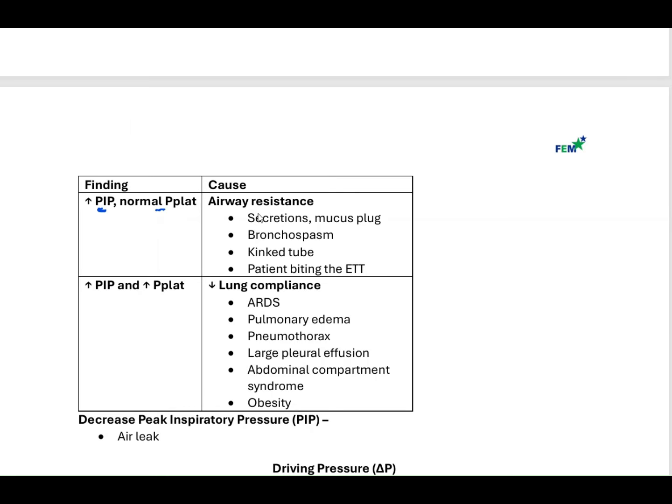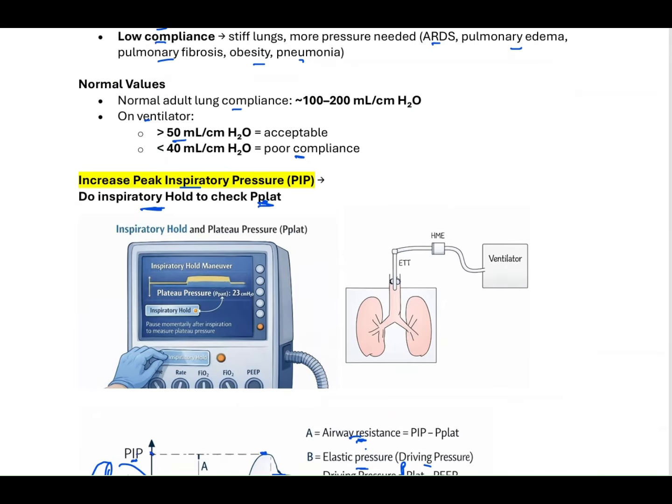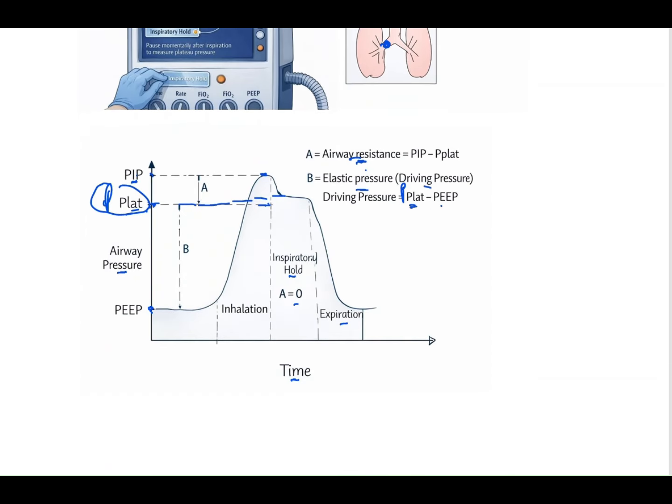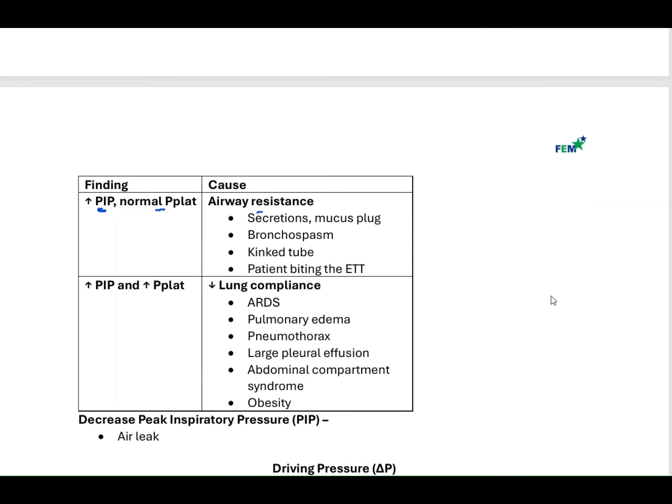And when we look at the airway resistance problem, we can start from the tubing, from the ventilator all the way to the airway. Maybe there's a kink in the tubing, or the HME is blocked with a lot of secretion. That could increase the airway resistance. Or maybe the patient is biting down on the ET tube, if the patient is awake. Or maybe there's a big mucus plug, which will also increase the airway resistance. Or the patient is having bronchospasm, like in a patient with asthma exacerbation or COPD exacerbation. So with airway resistance: secretion, mucus plug, bronchospasm, kinked tube, or patient biting the ET tube.